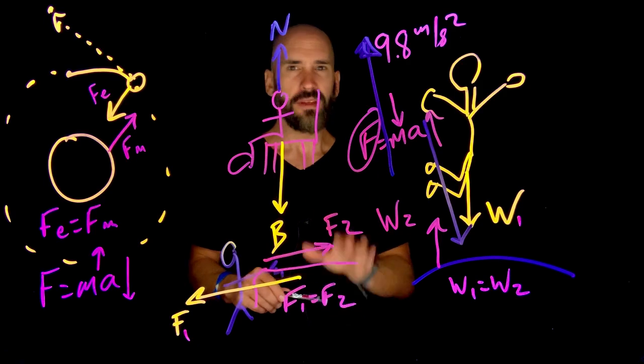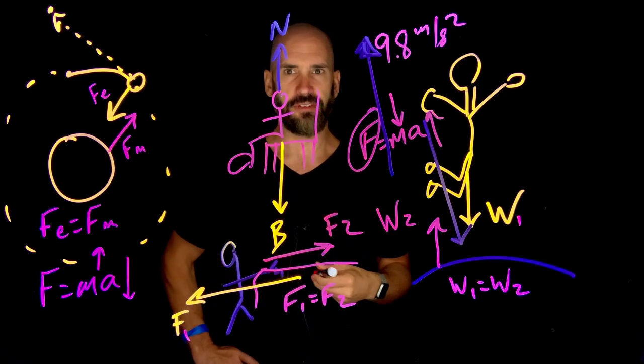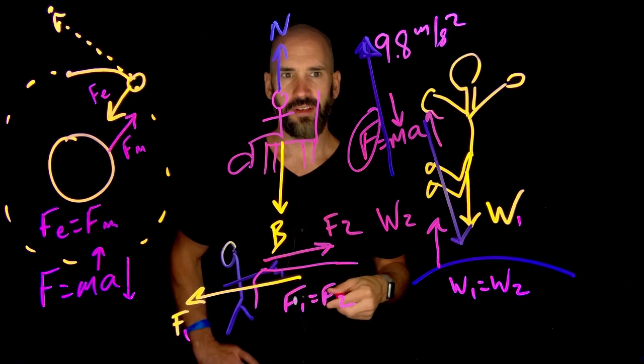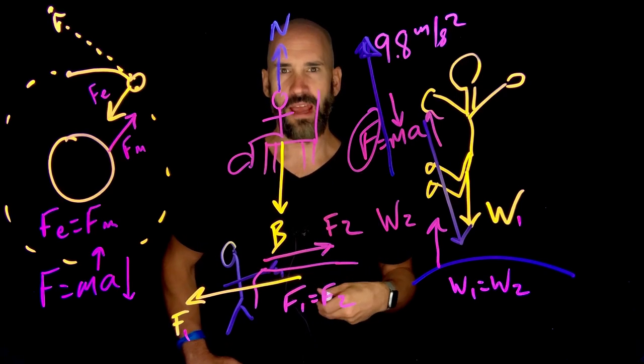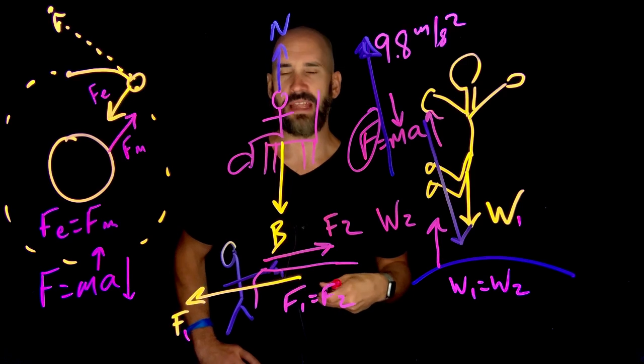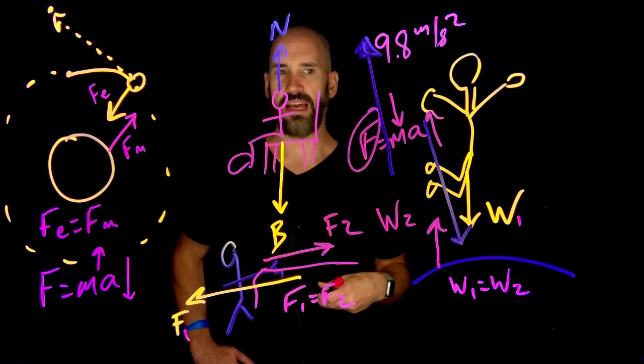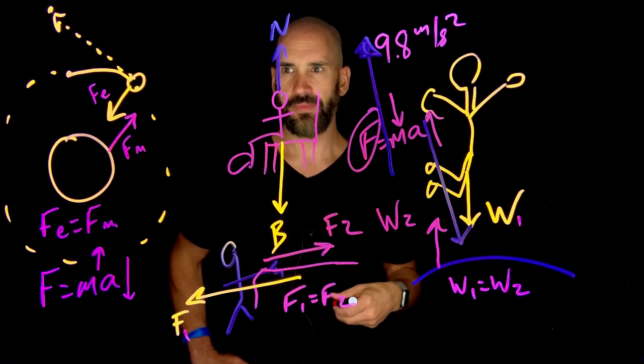Okay? Take a second to see if you can answer that for yourself. If everything has an equal and opposite force, if all forces come in equal and opposite pairs, how is it possible that anything even accelerates? How is it possible that we can actually change the motion of anything?